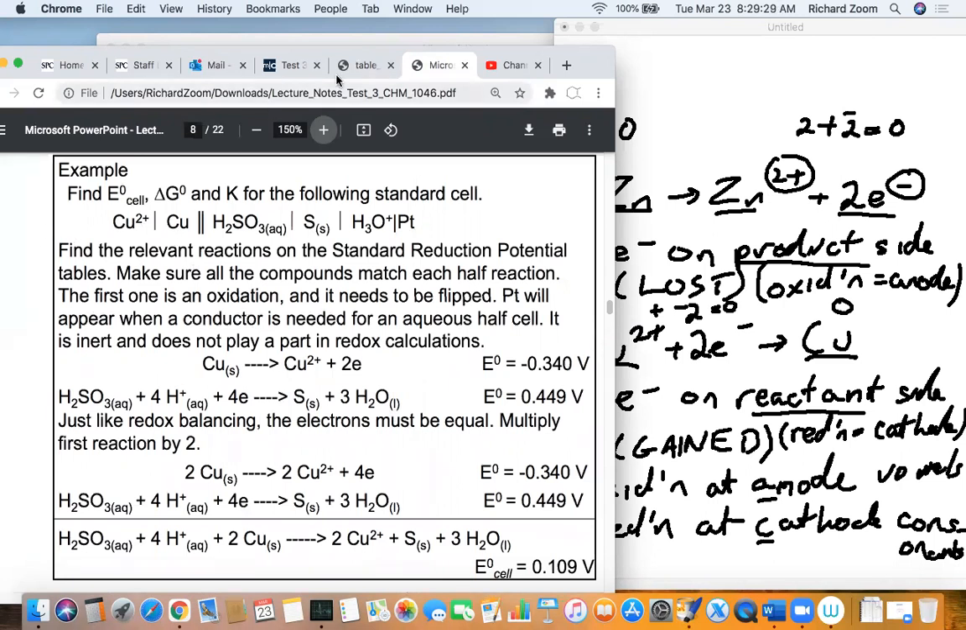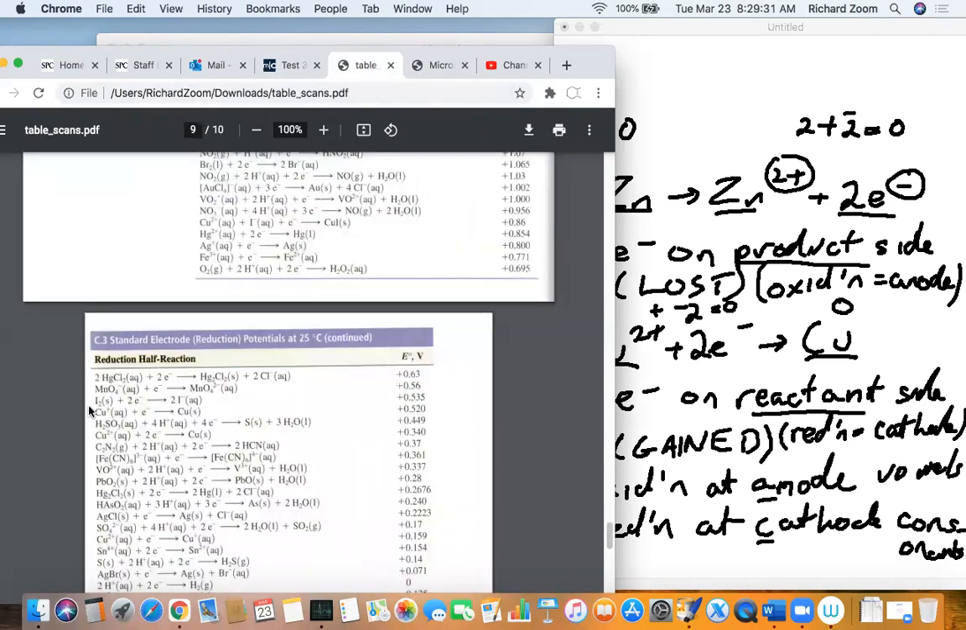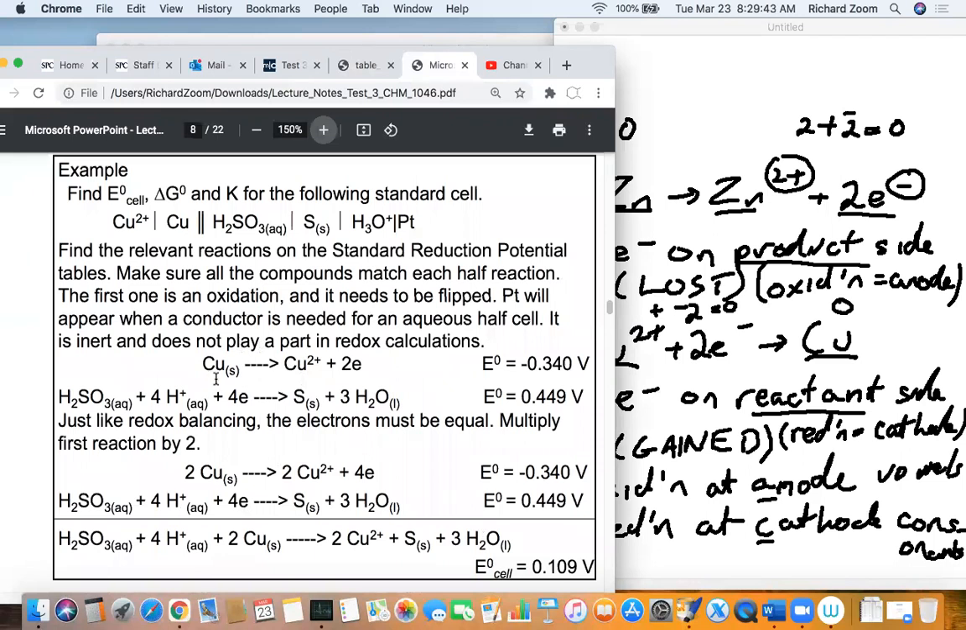So what I do is I hunt down that reaction, I find it, and because it's listed first, I flip it. So the copper goes to copper 2 plus 2 electrons, and then I flip the sign on the E naught. And that's what I've done here. Does anybody have any questions so far? That becomes the first half reaction.